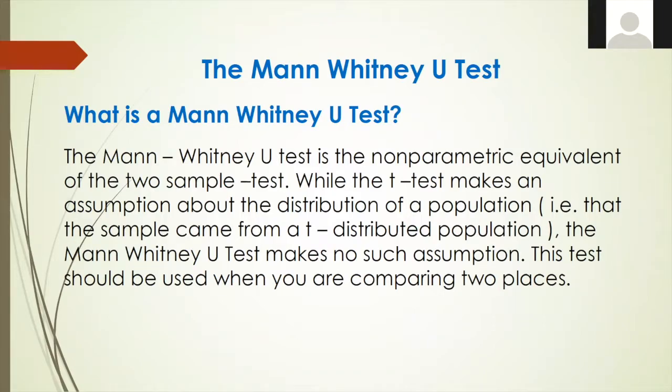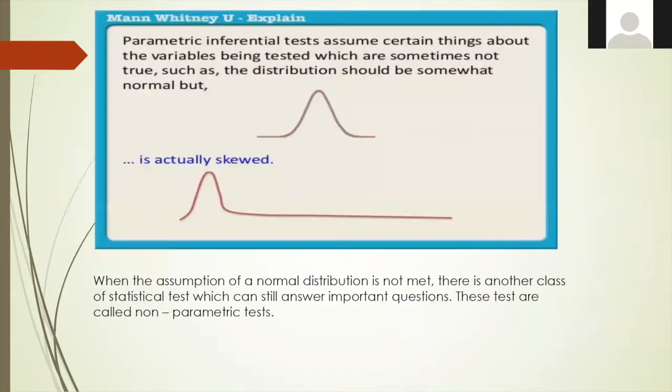The Mann Whitney U Test is the non-parametric equivalent of the two sample t-test. While the t-test makes an assumption about the distribution of a population, that the sample came from a t-distributed population, the Mann Whitney U Test makes no such assumption. This test should be used when you are comparing two populations.